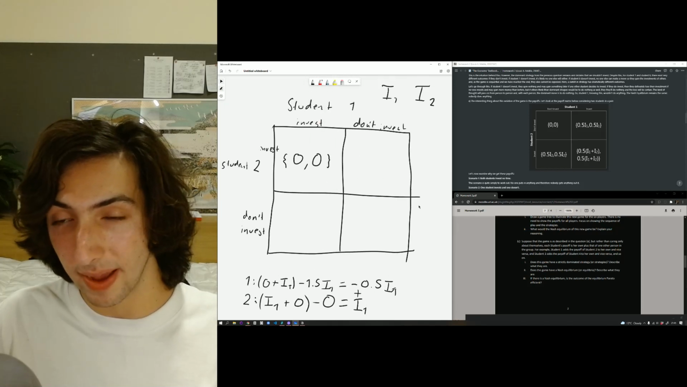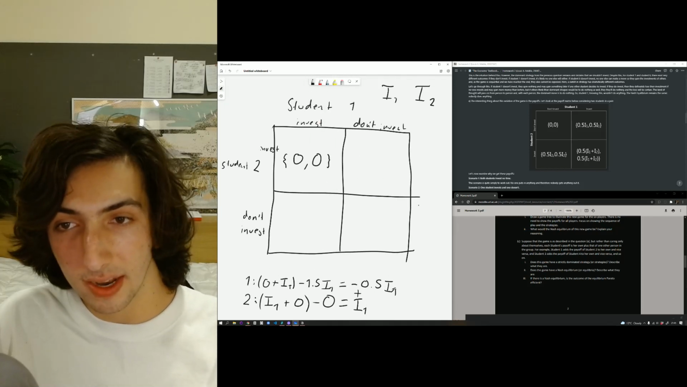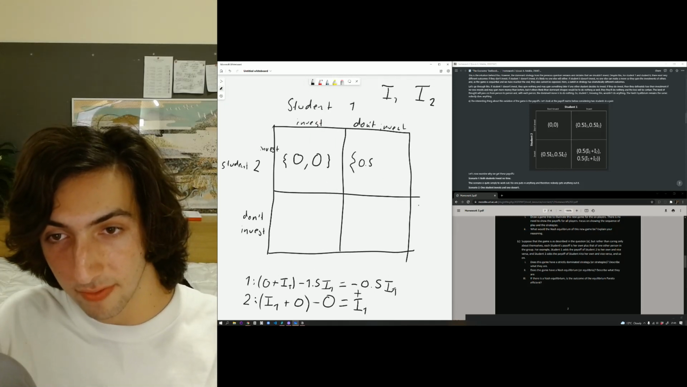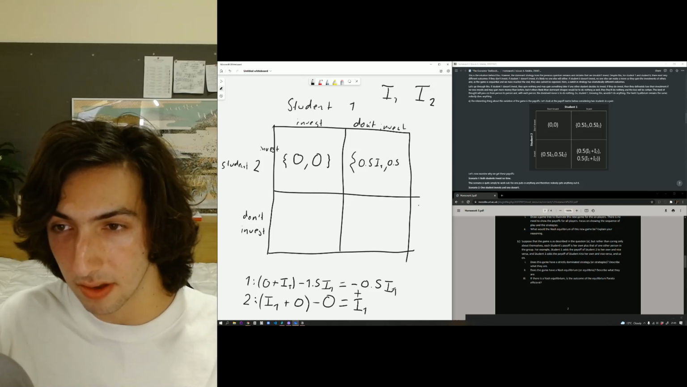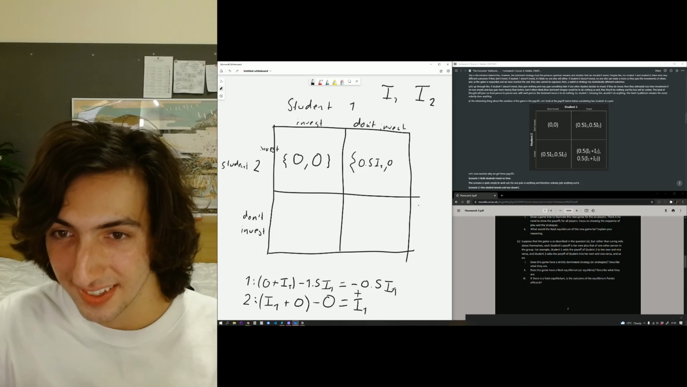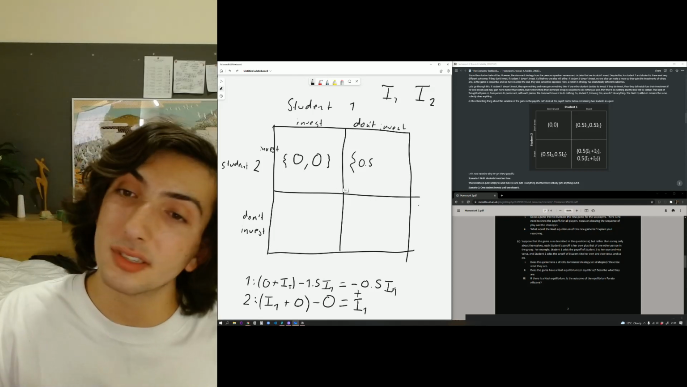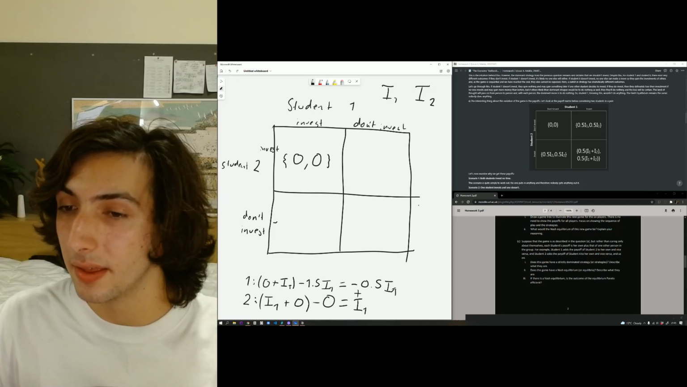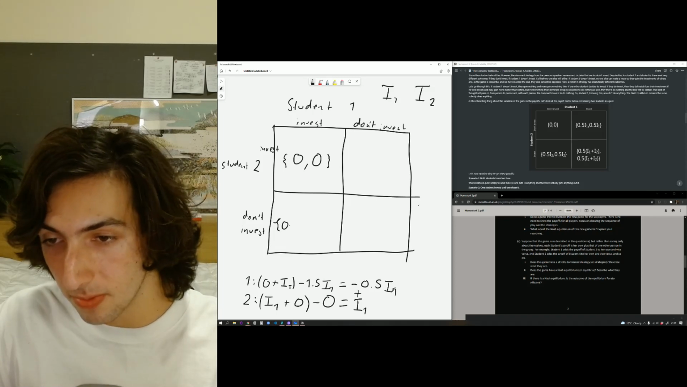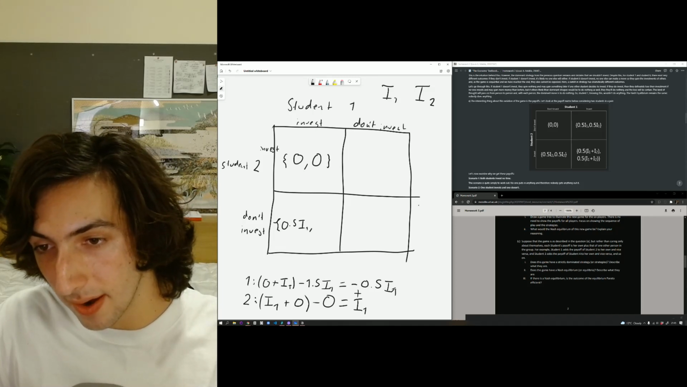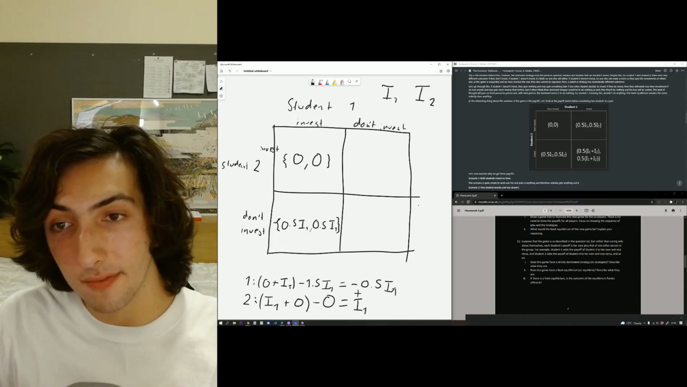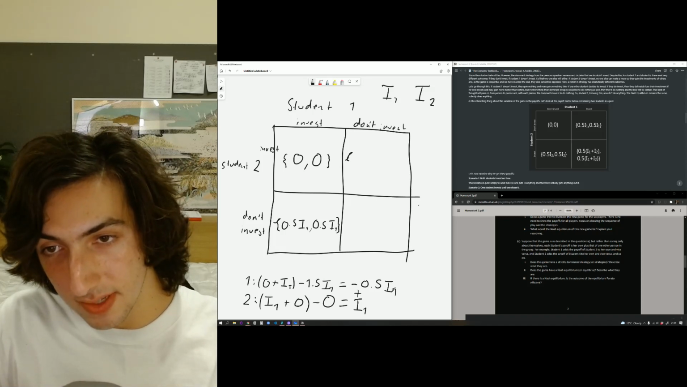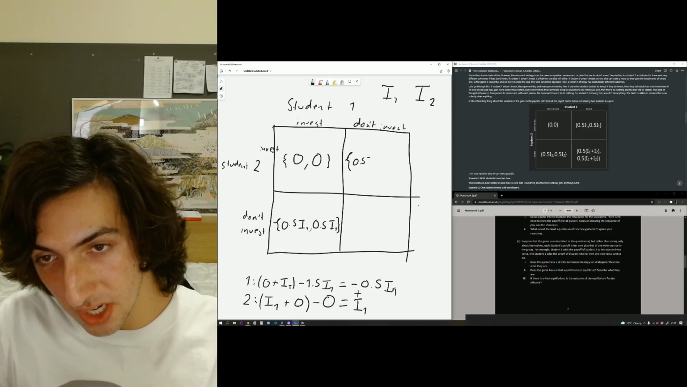So let's scroll back up. And both will gain 0.5 I1 each. Is that the correct one? Nope. That will go in the other box. 0.5 I1 and 0.5 I1. We'll do the same for the other one, as the scenario is exactly the same, but we're just going to change it to I2.